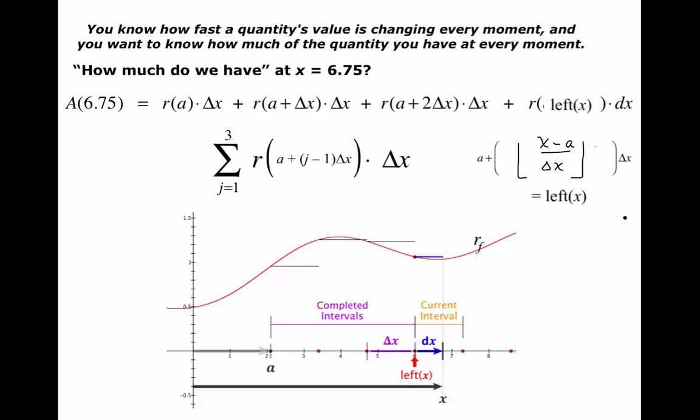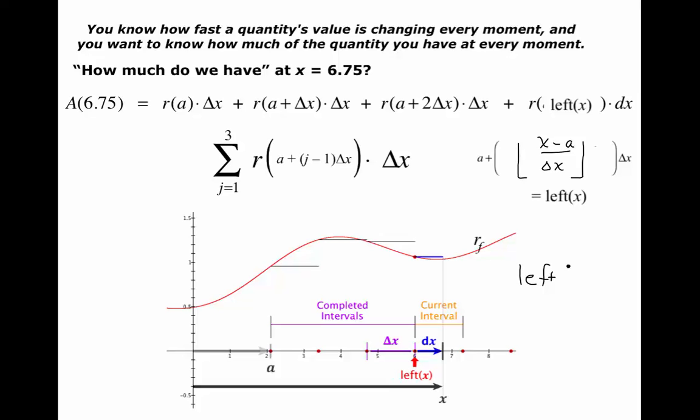Now, very important aspect of left of x. What do you put into left of x? What kind of value? X value, right? Independent variable. What kind of value comes out of left of x? A rate of change? What kind of value comes out of left of x when you put an x value in? So I'm going to put in 6.75. If I do left of 6.75, what will that be?